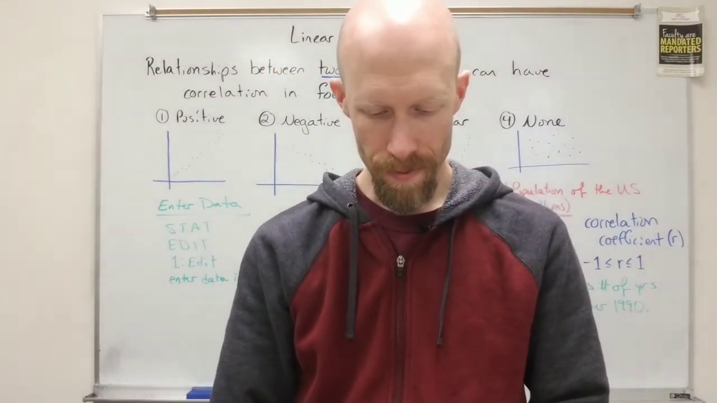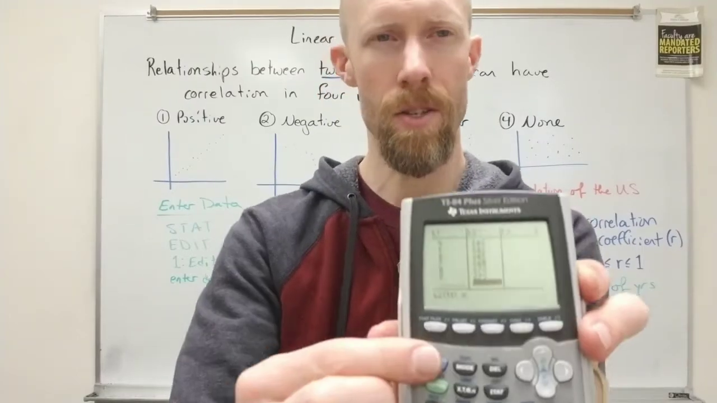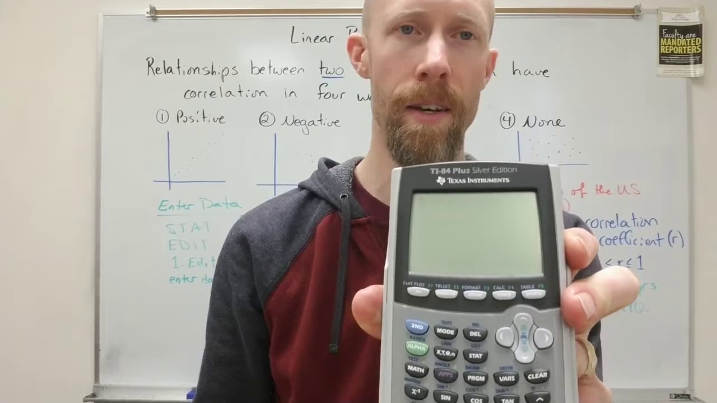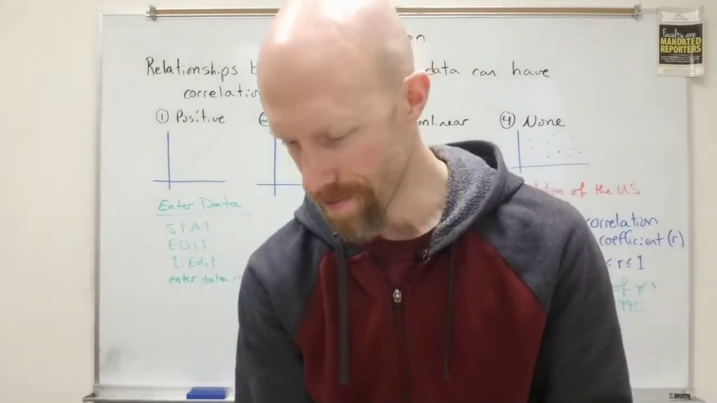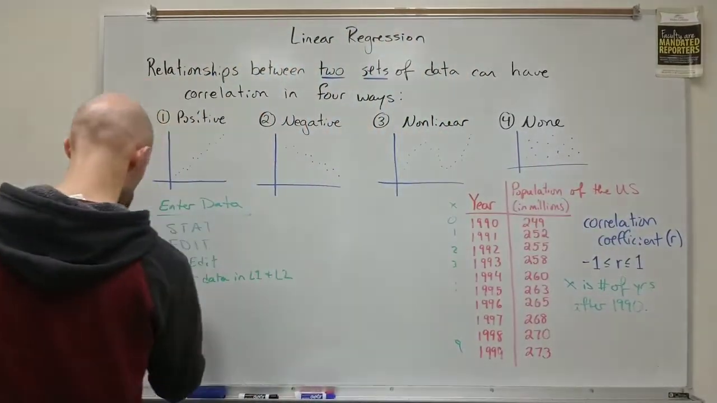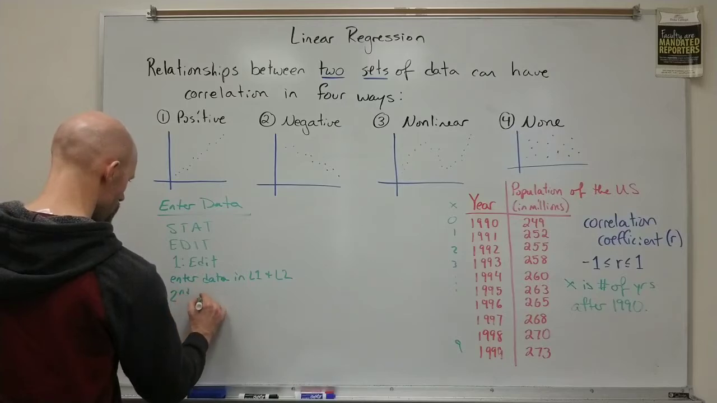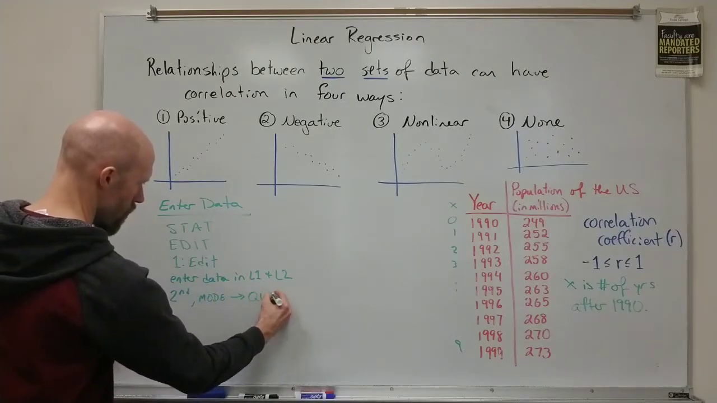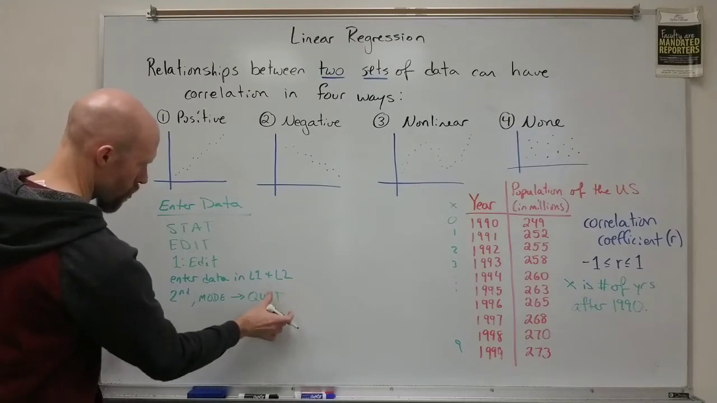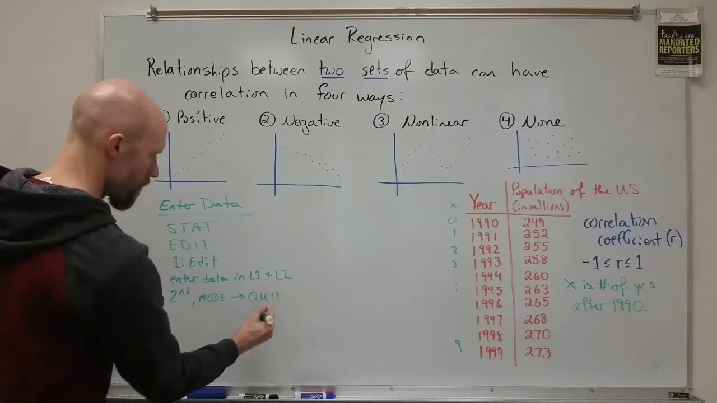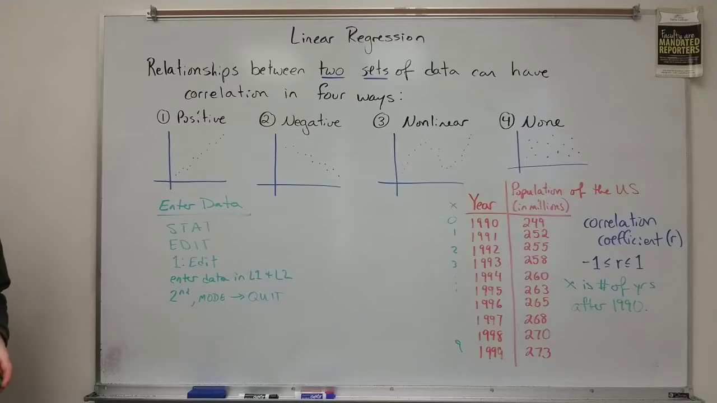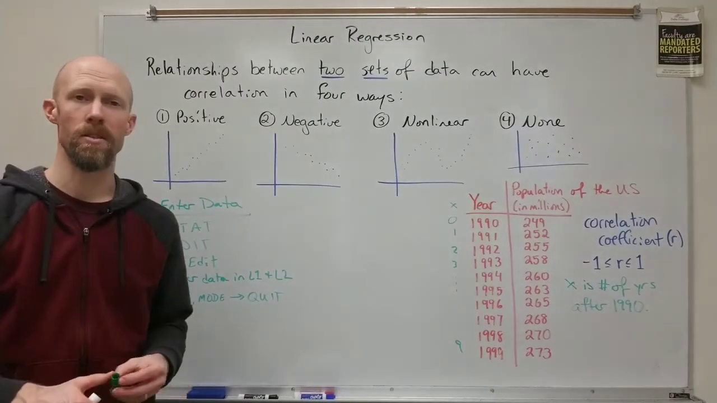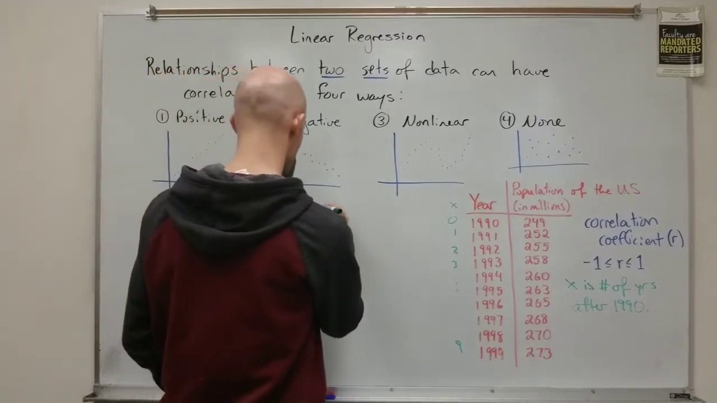Then you're going to hit the second and then the mode button to quit and go back to the home screen. Okay, so second mode gets us to quit, which is the home screen. Okay, so that's a good start. That gets our data entered. The next step is to actually form the scatter plot.